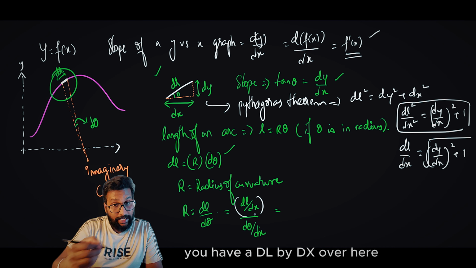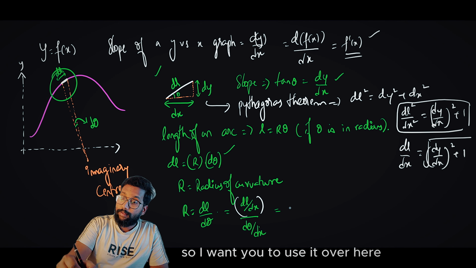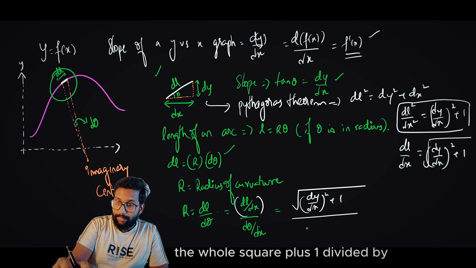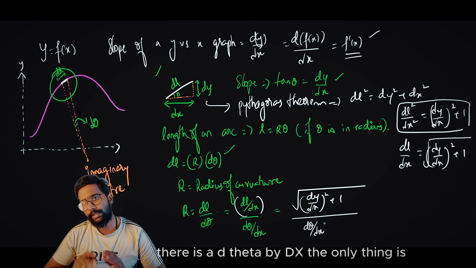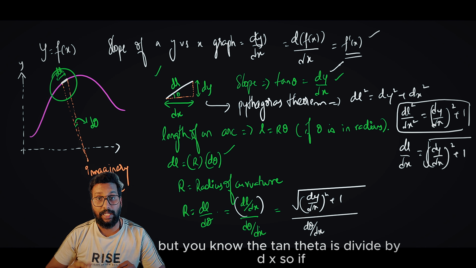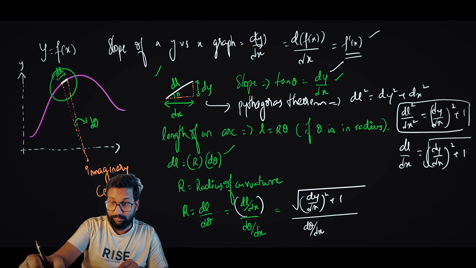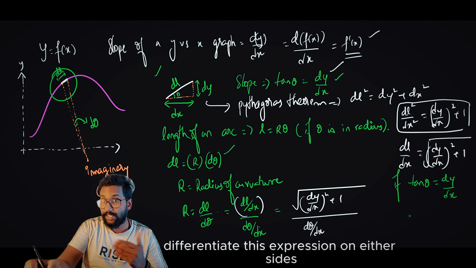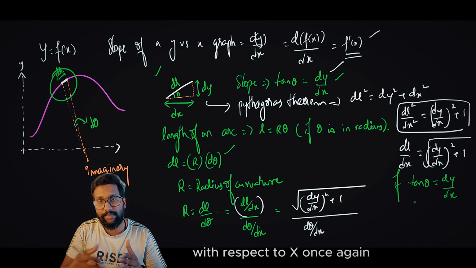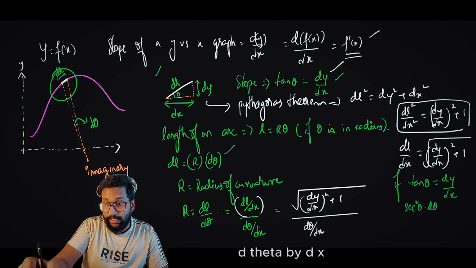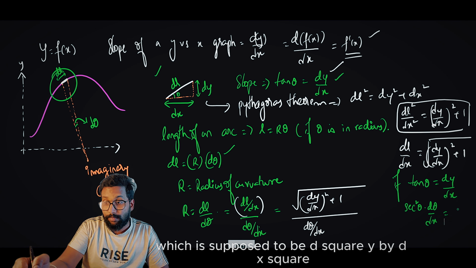Right? You have a dl by dx over here. So I want you to use it over here, which is root of dy by dx the whole square plus 1 divided by d theta by dx. The only thing is you need to find what is d theta by dx. But you know that tan theta is dy by dx. So if tan theta is dy by dx, differentiate this expression on either side with respect to x once again. So it's supposed to be secant square theta d theta by dx, which is d square y by dx square.